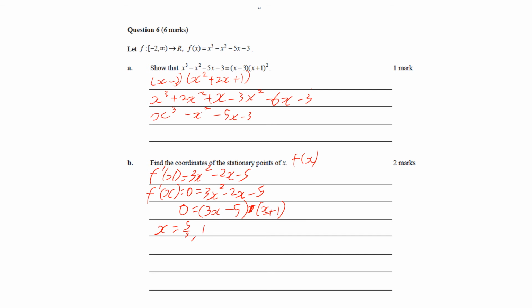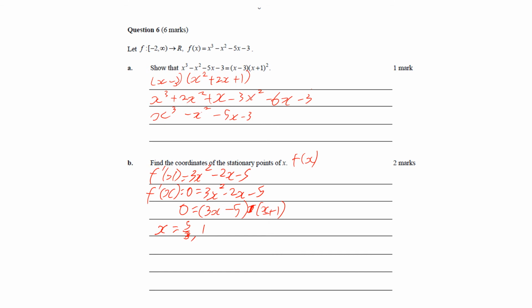We need to find the coordinates. Coordinates means you need an x and you need a y. So let's start with the negative 1, because that's probably a bit easier to deal with. I'm going to substitute this back into f of x. I could substitute it into either form. I could substitute it into my factorized form, or I could substitute it into my expanded form. It's going to be easier when I do this because I've got this fraction, I've got this 5/3.